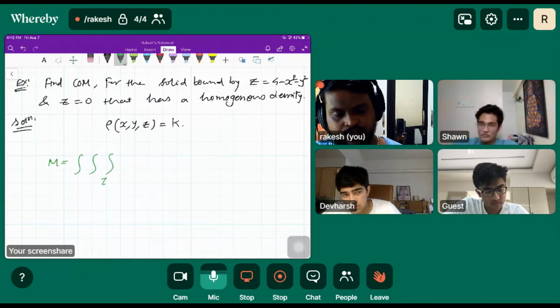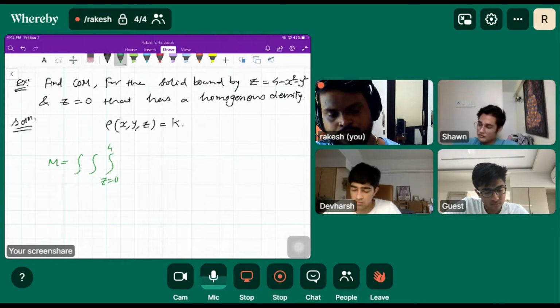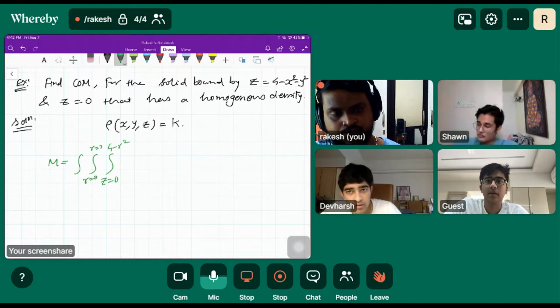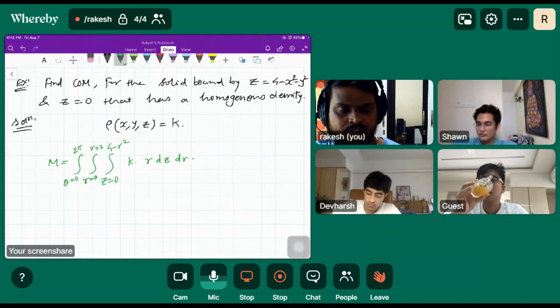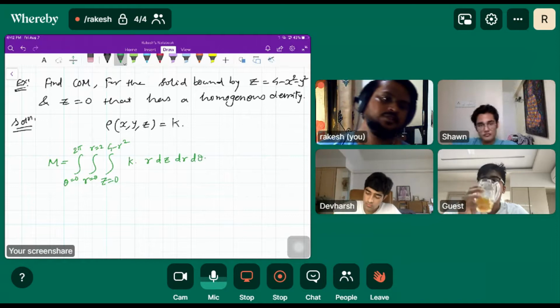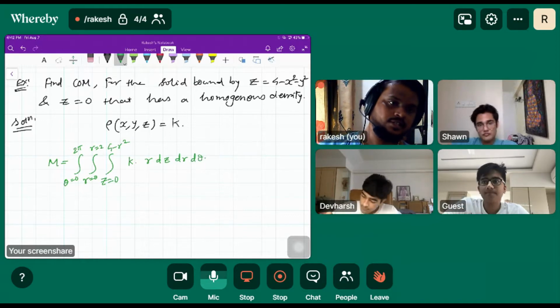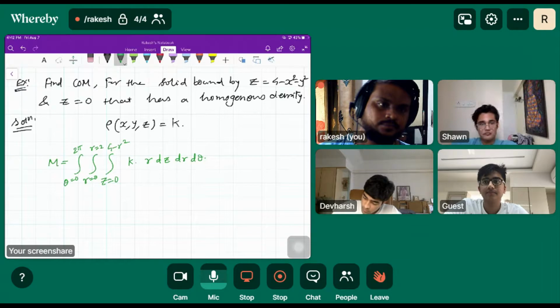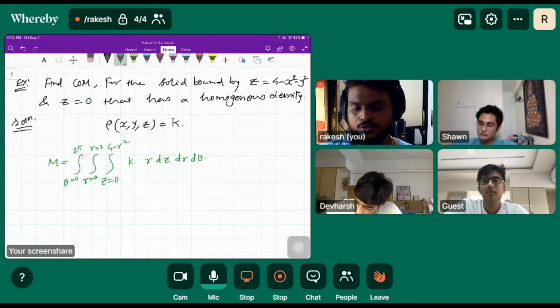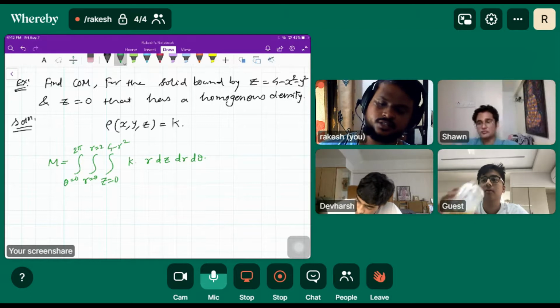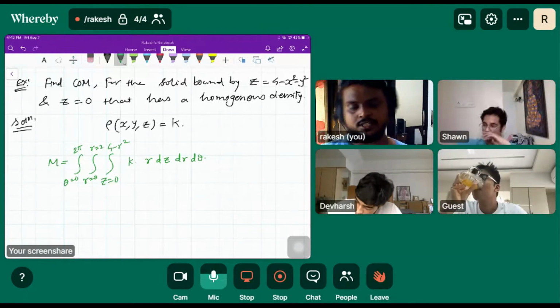See, the setup is z is equal to 0 to 4 minus r square, r is equal to 0 to 2, theta is equal to 0 to 2 pi, r dz dr d theta. This is for mass. Did you get this setup? Okay, so just calculate this. Let me know the answer for mass.